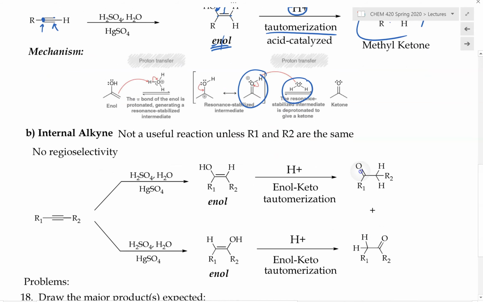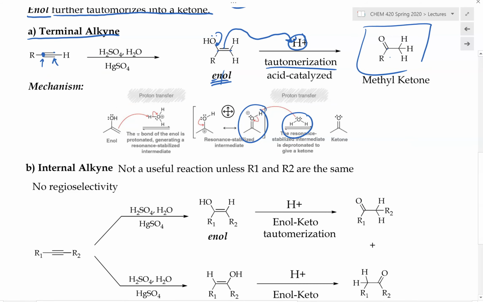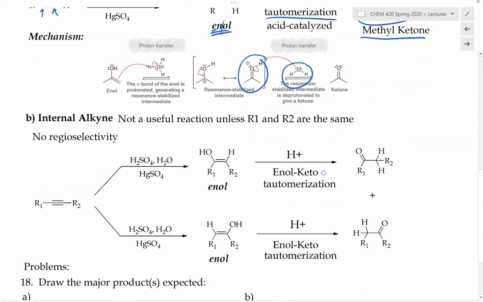And in this case, we are producing a ketone, a methyl ketone. And if we were to have an internal alkyne, then we can also do this reaction as well. However, it wouldn't be a useful reaction unless the R1 and the R2 group, so the two alkyl groups connected to the two alkyne carbons, are the same thing.